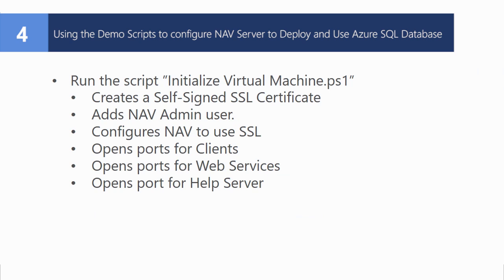As an alternative to creating and deploying the Azure SQL database manually, you can also use the demo scripts that are provided on the NAV Azure Gallery image. The first script to run is the initialize virtual machine script. This makes the virtual machine accessible from the internet. It creates SSL certificates, sets up NAV user password authentication, and opens up the required ports for the services.